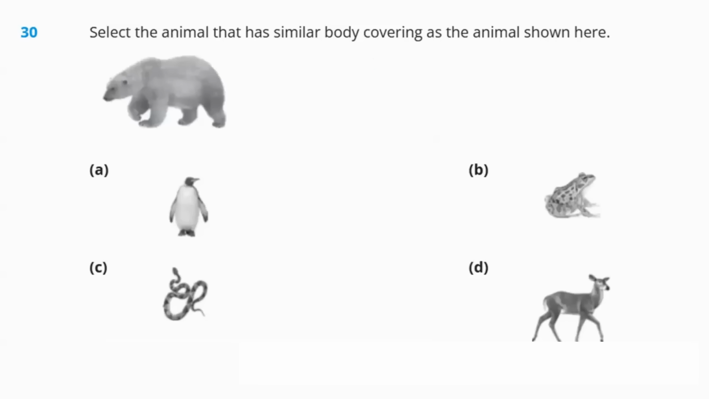Question number 30, select the animal that has similar body covering as the animal shown here. It is a polar bear, right? And which covering does it have? It has skin plus fur. Penguin, what do they have? They do not have fur on their body. They have feathers and flippers. Toad would be having skin, moist skin. Sea reptile, they would be having scales. Deer would be having skin and hair, right? So this would be our correct answer over here.